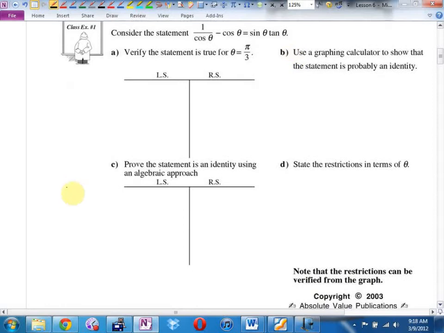First thing I'm going to do is copy out the question. 1 over cos theta minus cos theta. And I want to show that that equals sine theta tan theta.